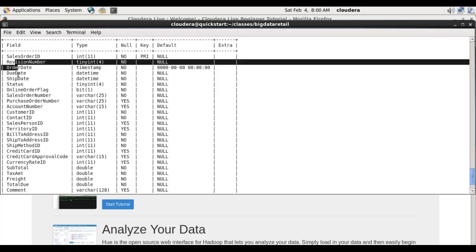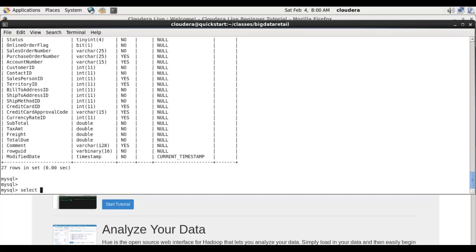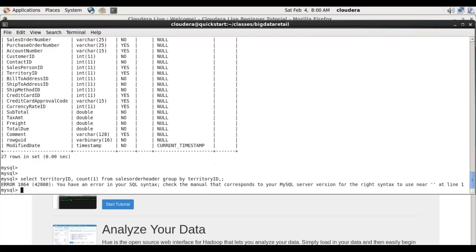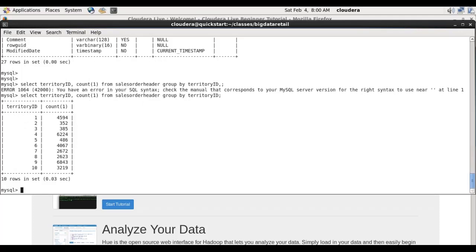Then sales order flag, purchase order, customer ID, contact ID, territory ID. Okay, so you want to see the number of territory IDs we have. So you can do something like this: select star, territory ID. We just want to see the distribution of territory IDs from sales order header, grouped by territory ID. Let's see the histogram of that. Okay, so we have 10 territory IDs.